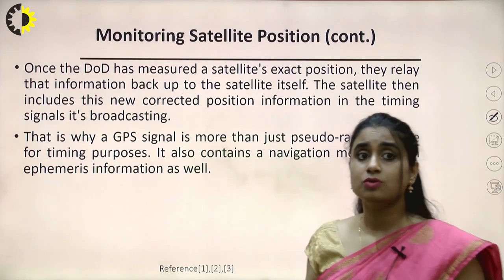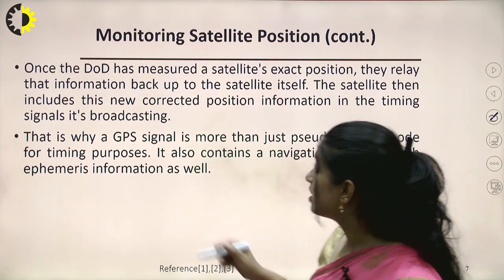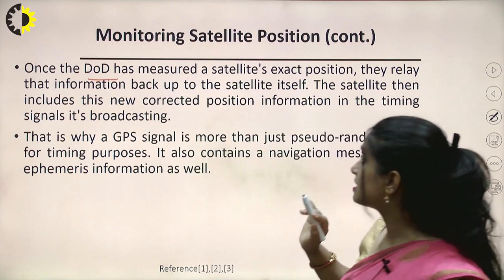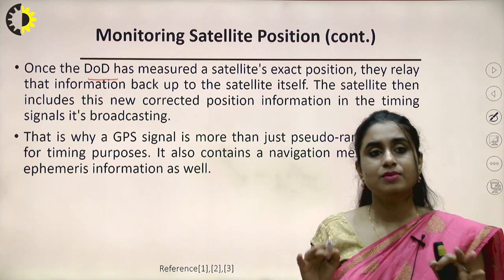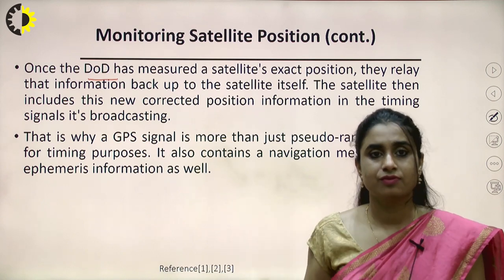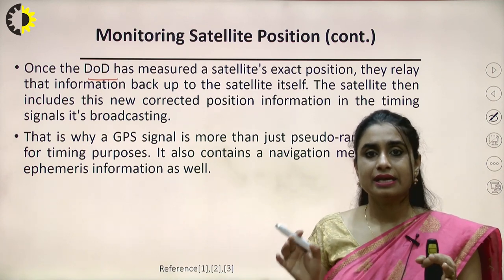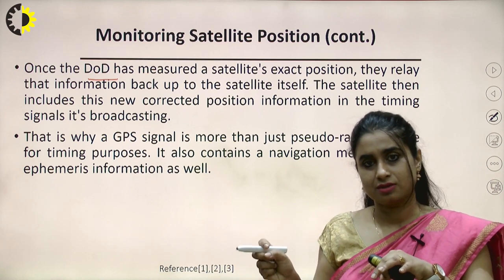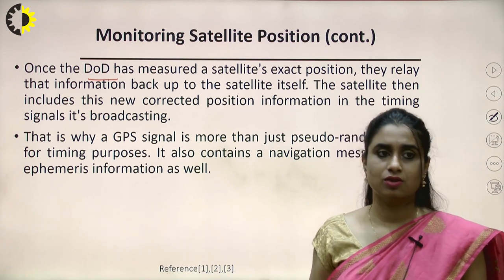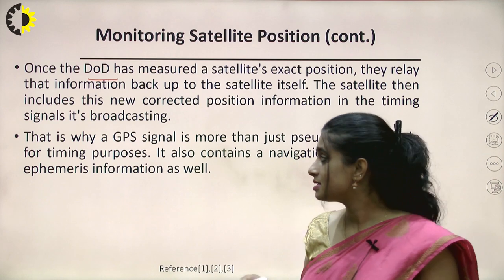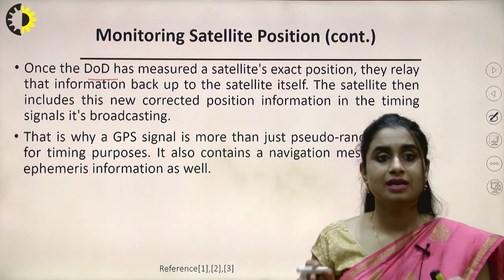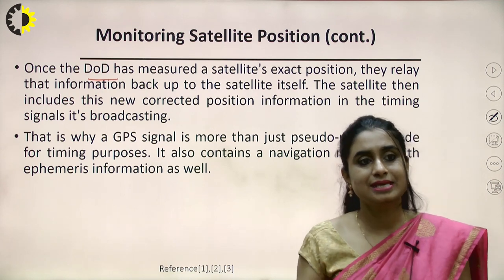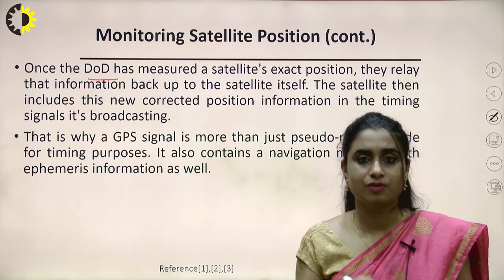Now, if we talk about monitoring satellite position, once the DoD, Department of Defense, has measured a satellite's exact position, they relay the information back into the satellite itself. Now, the satellite includes the new corrected position. Right, all corrections are incorporated. This is why a GPS signal is more than just a pseudo-random code for timing purposes. It also contains a navigation message with ephemeris information as well, right?